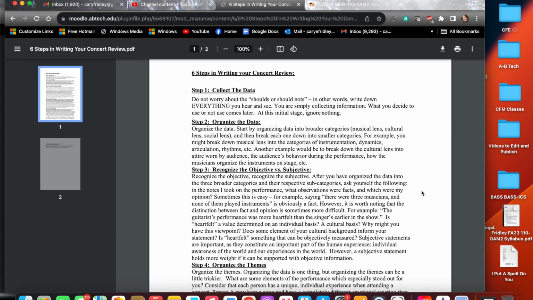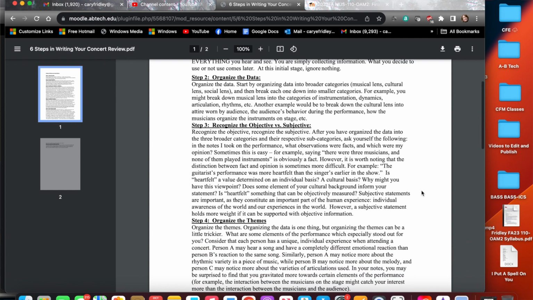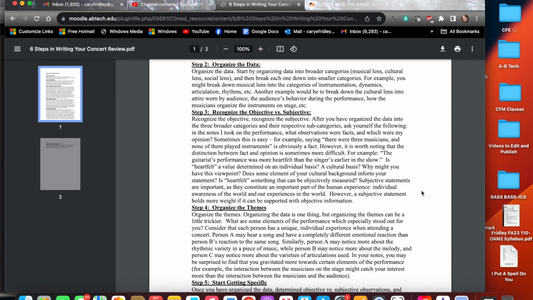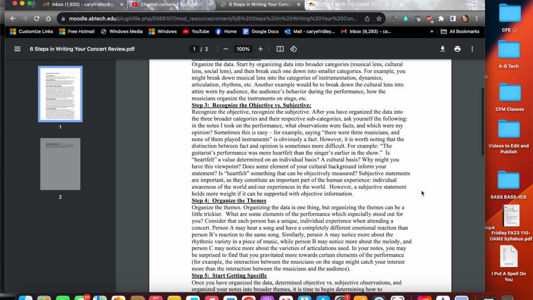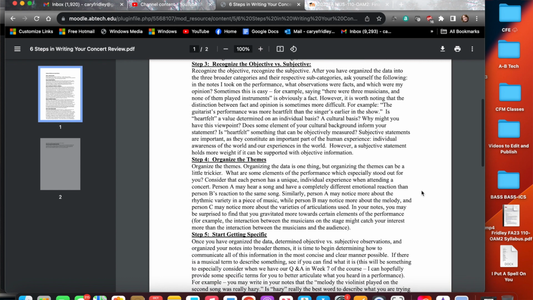Step 4, organize the themes. Organizing the data is one thing, but organizing the themes can be a little trickier. What are some elements of the performance which especially stood out for you? Consider that each person has a unique individual experience when attending a concert. Person A may hear a song and have a completely different emotional reaction than person B's reaction to the same song.